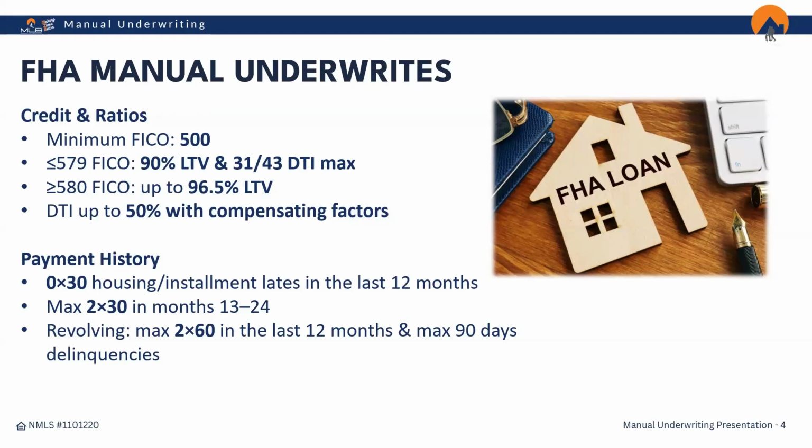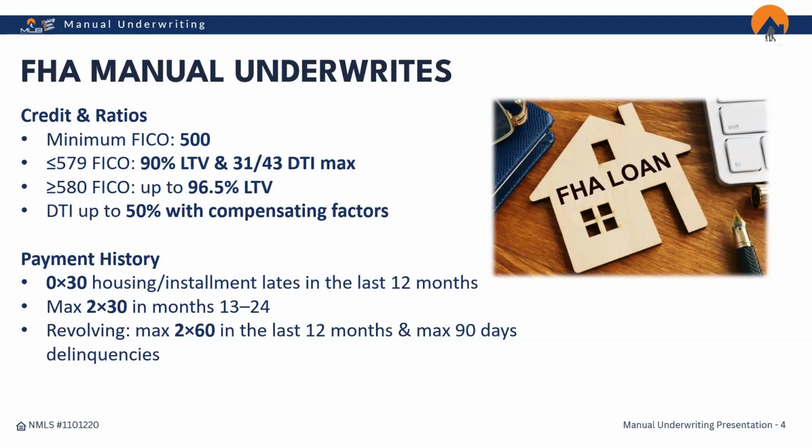FHA does allow you to go up to a 50% DTI cap as long as you have additional compensating factors for that borrower to allow for that higher DTI range. From a payment history standpoint, you're going to notice as we talk about each agency that payment history is very similar. There are slight differences for each agency, but it's very similar to what all of these manual underwriting guidelines are really looking for. We want zero lates over the last 12 months. So in the last year, there are no late payments, no housing or installment late payments.